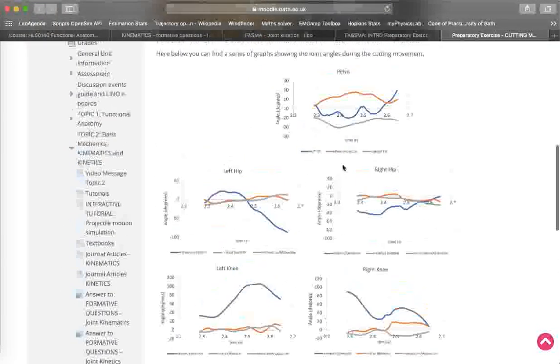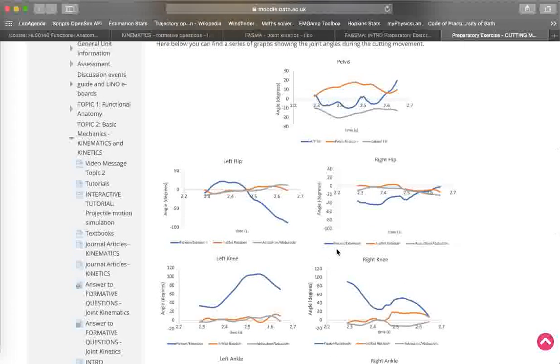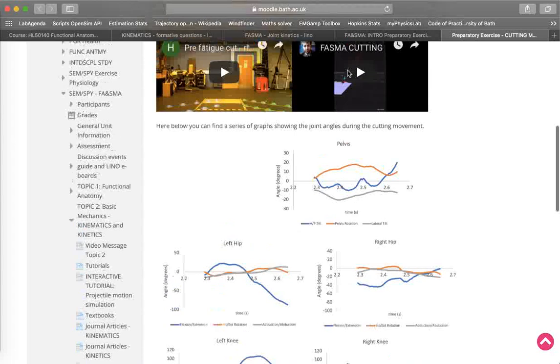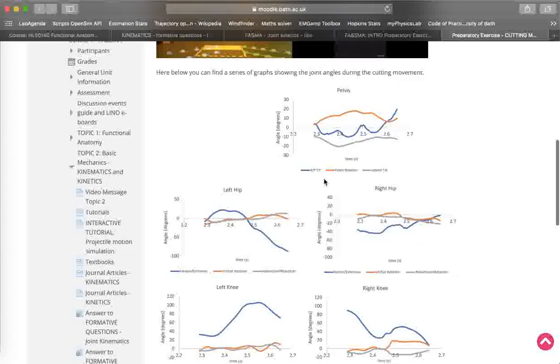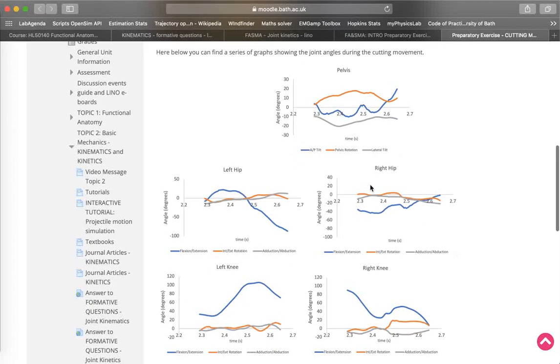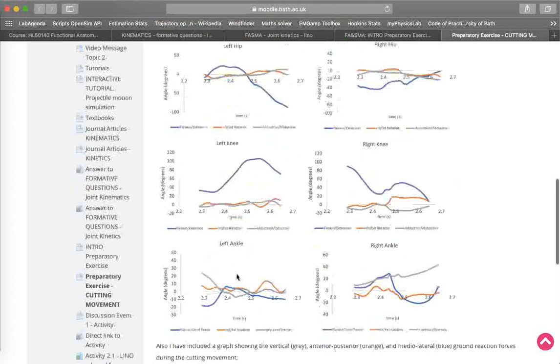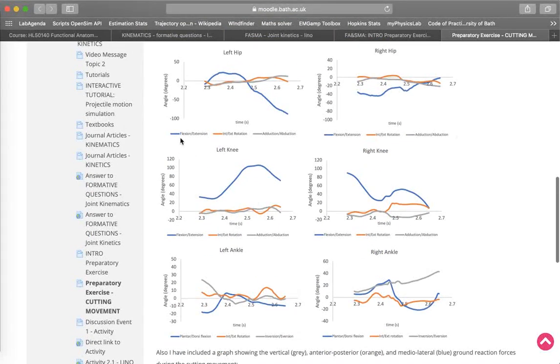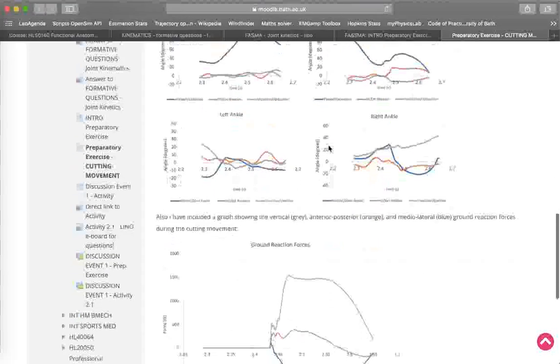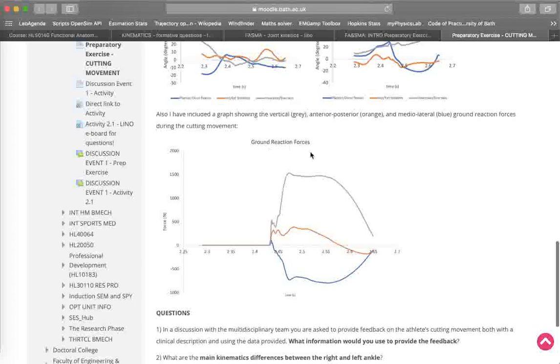The first set of graphs here are essentially the same graphs that you might have read or seen in the articles for the kinematic analysis last week. Since they are joint angle graphs, there are different segments, the same segments that you have seen in the 3D kinematic analysis: the pelvis, left and right hip, left and right knee, and left and right ankle. There's some information about what the different curves are in each graph. Similarly, I did the same for the ground reaction forces.